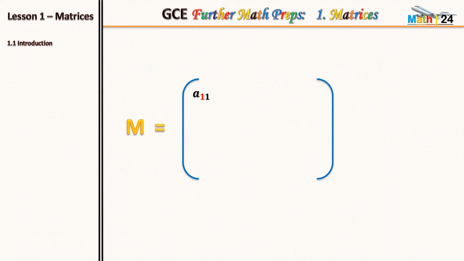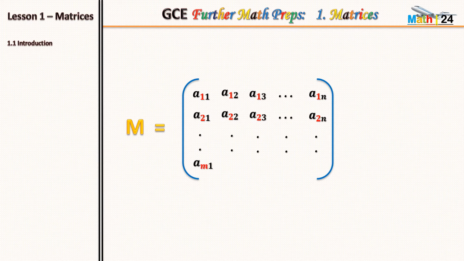The entries of this matrix are A11, where the first one represents row 1, and the second one stands for column 1. So this is an entry of row 1, column 1. This next entry is an entry of row 1, column 2, row 1, column 3, and up to row 1, column n. So there are n columns in this matrix. Now let's take the first entry of row 2, column 1. So we have row 2, column 1, row 2, column 2, row 2, column 3, up to row 2, column n. And the last row is row m.